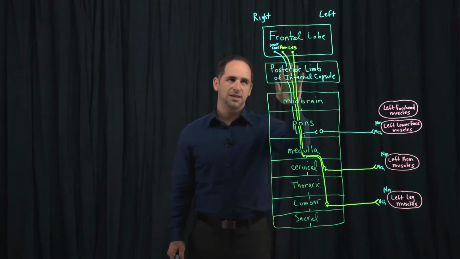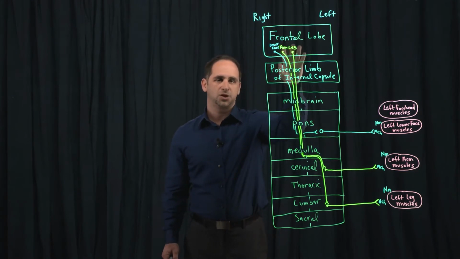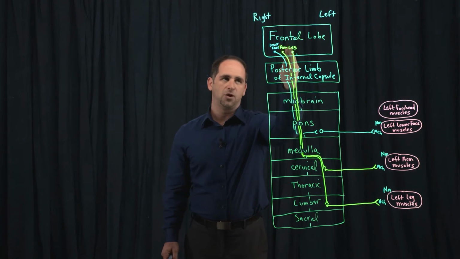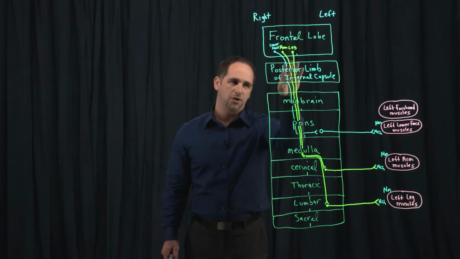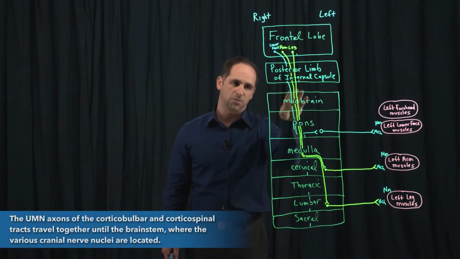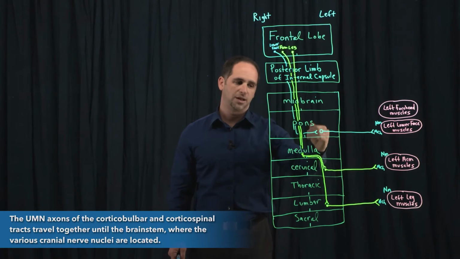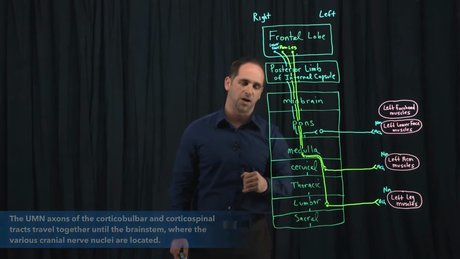So now you can see that, again, the starting spot, it's in the frontal lobe, it's a little more lateral, it travels along with the other corticospinal tract fibers, but then it just ends higher up, in this case the lower brainstem, the lower pons.